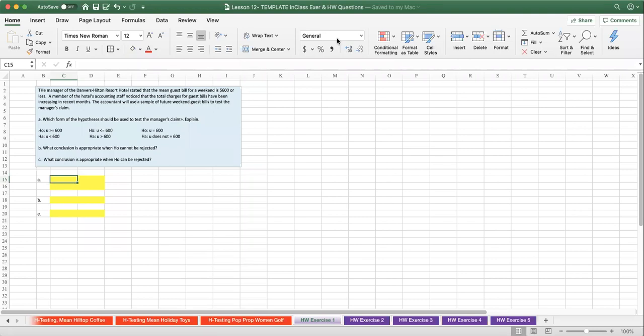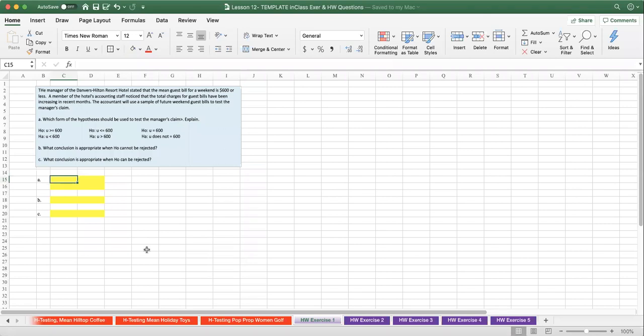Okay, this is the video for lesson 12, homework completion. We're going to work through these purple tabs here on the bottom of the Excel template, exercise 1 through 5. I'll see how long the first one takes. It's pretty short. I might go right on to the second one and try to make each video roughly about 5 minutes each.